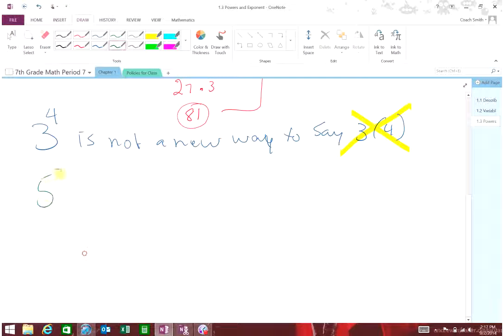5 to the 3rd power. I want you to evaluate 5 to the 3rd power. I just told you what evaluate is, so it's up to you to look at your notes, see what evaluate was, and come up with the answer I'm looking for. We're looking at 5 to the 3rd power. You're not done yet.